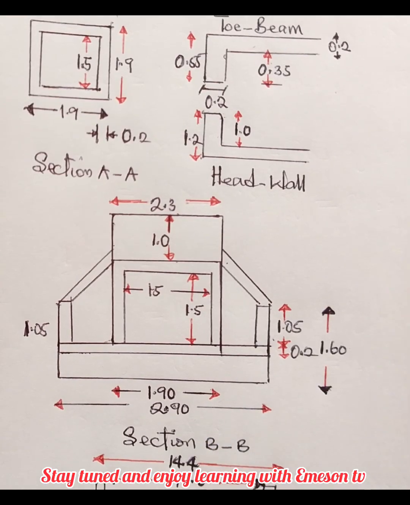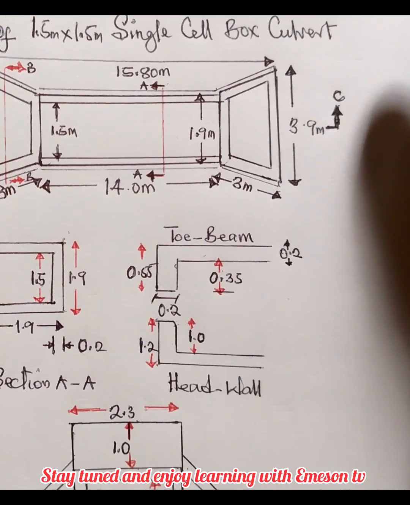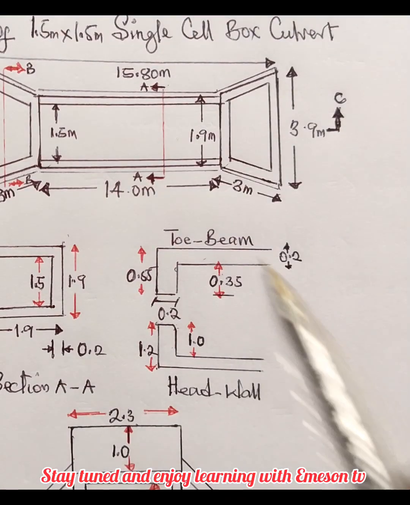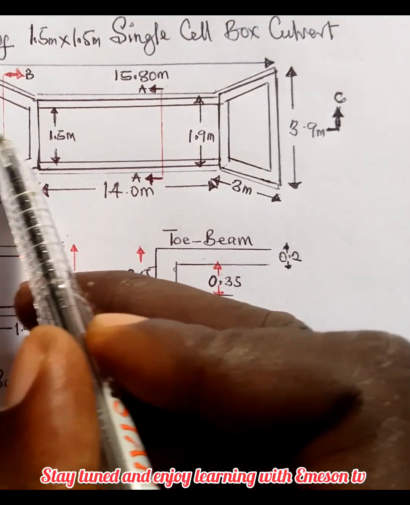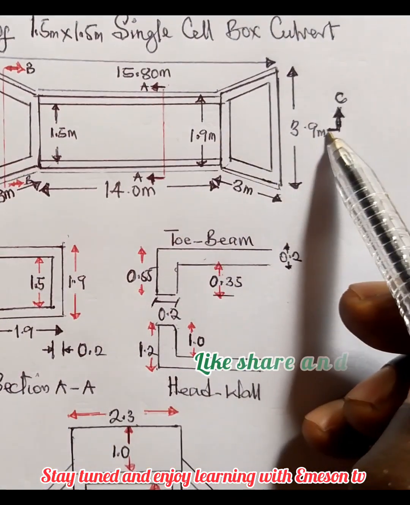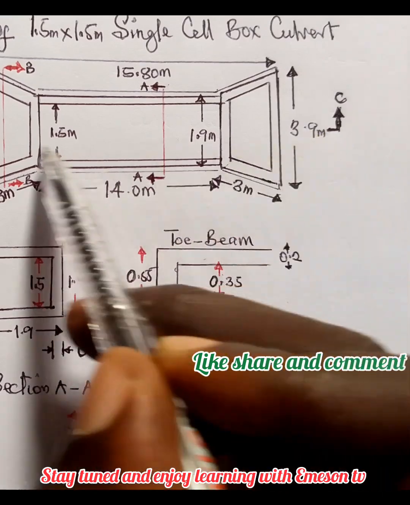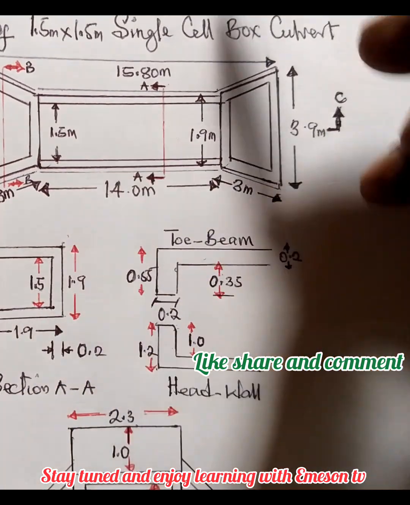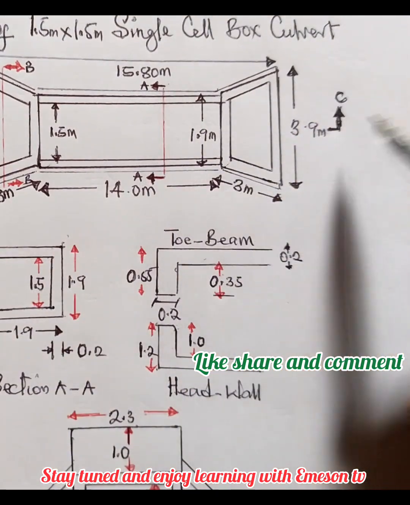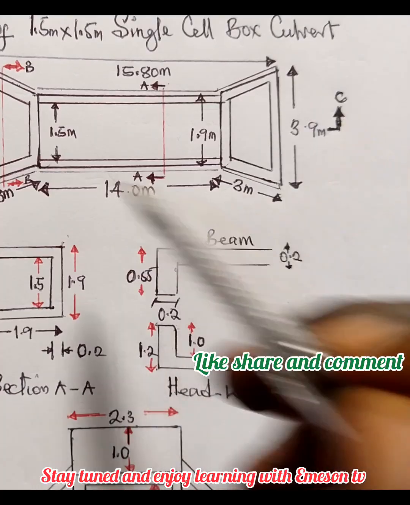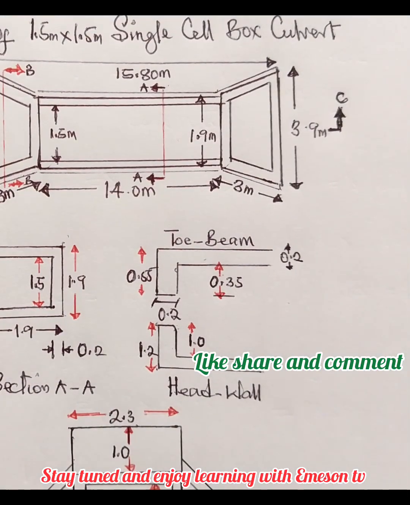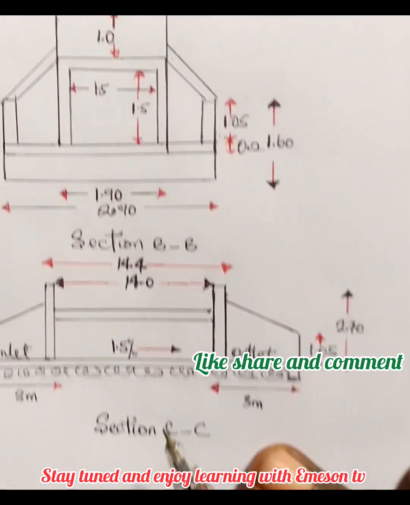And again, let's take section CC. If I decide to cut this culvert into two parts like this, and I'm standing at this point, after I've cut it, I'm looking at this direction. You can see where the arrow is pointing. What are the things I'm going to see? These are the things you will see.